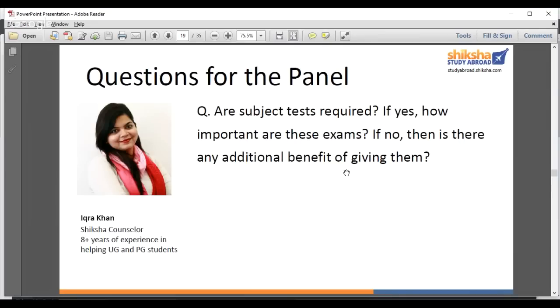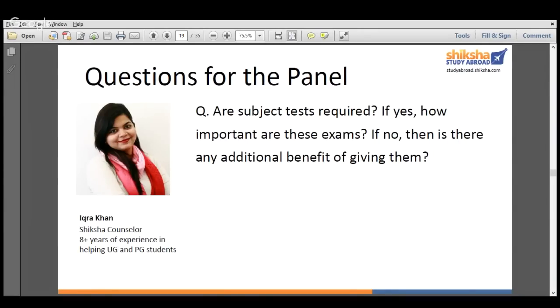So let me come to Ikra and ask more about subject SATs. Ikra, can you briefly tell what are subject SATs? Are they required? And if yes, how important are these exams? If they're not required, why do people give them?